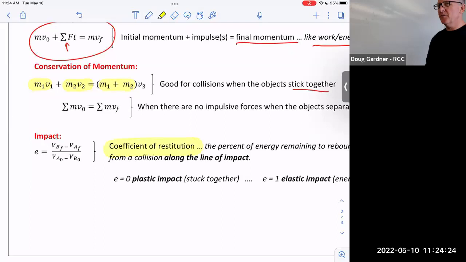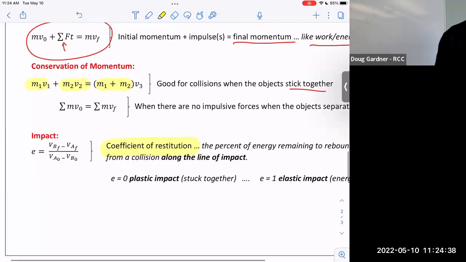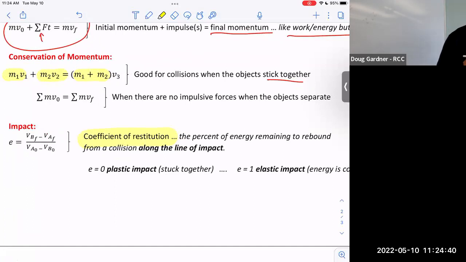Restitution is like, somebody stole my money and then they paid me restitution. I got it back again. It's kind of a good word. If you have a conceptual understanding of what restitution is, you lost something and then you got it back again. So what percent? It's the percent of energy remaining to rebound from a collision. And notice I said in dark, along the line of impact.